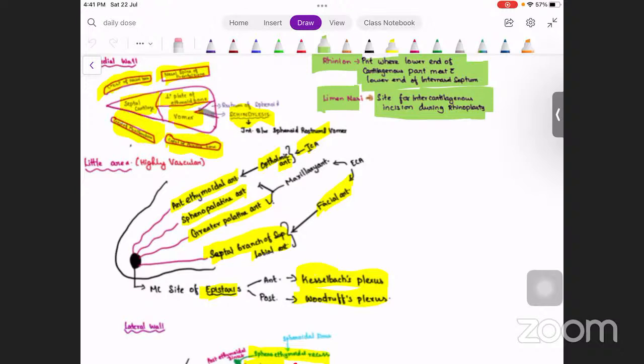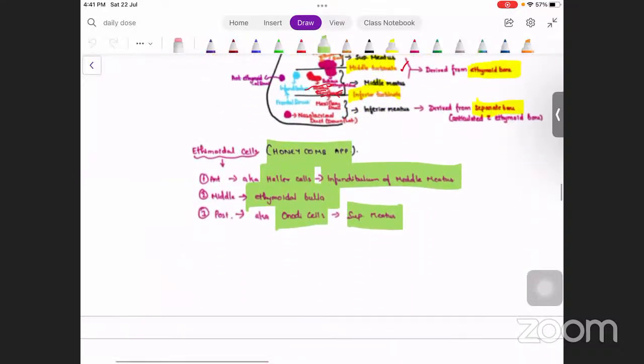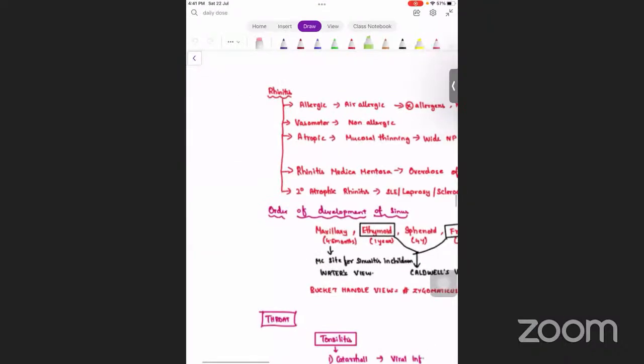Most common site of anterior epistaxis is Kiesselbach plexus, while most common site of posterior epistaxis is Woodruff plexus. Then you have ethmoidal cells, where you see the honeycomb appearance. Anterior ethmoidal cells are also known as Haller cells, while the posterior ones are Onodi cells, which you may see near the superior meatus.